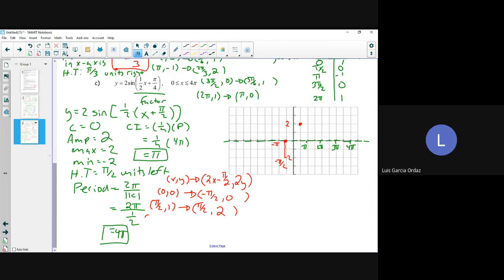Our next one is going to be pi and 0. And what would our new point be? 3 pi over 2. And what is our y value? 0. So 3 pi over 2 is going to be just between pi and 2 pi. So now just based off the general pattern, what would our next point be? And then after that? 7 over 2 pi and 0.